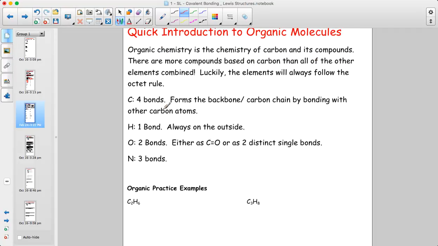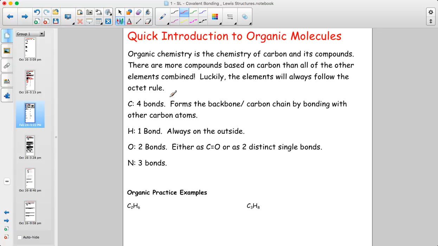A quick introduction to organic molecules. Organic chemistry is the chemistry of carbon. And although that seems very specific, there's actually more compounds based on carbon than all the other elements combined. It's this amazing element that forms 4 bonds and creates long chains and rings with itself, which is why organic chemistry is so complex. So the nice thing about organic chemistry, though, is that all the elements are always going to follow the octet rule. So carbon's always going to form 4 bonds, and normally it will form these chains with other carbon atoms. Hydrogen only forms 1 bond, oxygen 2, and nitrogen 3.